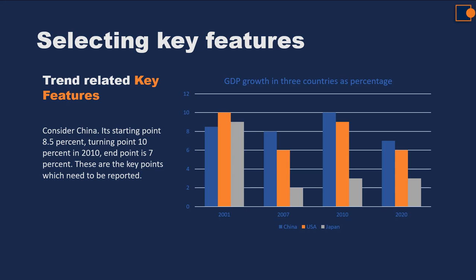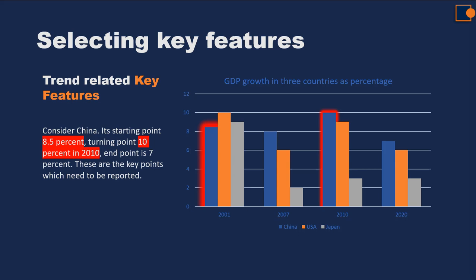So its starting point was 8.5%, which is actually the beginning point. And then you have to look at the turning point, which is 10%. So what's a turning point? A turning point means some dramatic change happens. It was an unusual point, okay? It could be a huge decline or a huge upward movement. So any such change is actually a turning point.